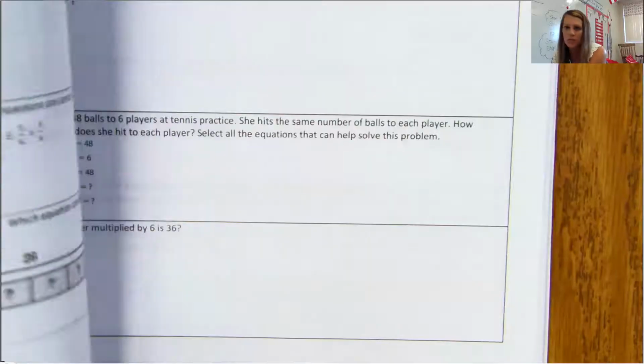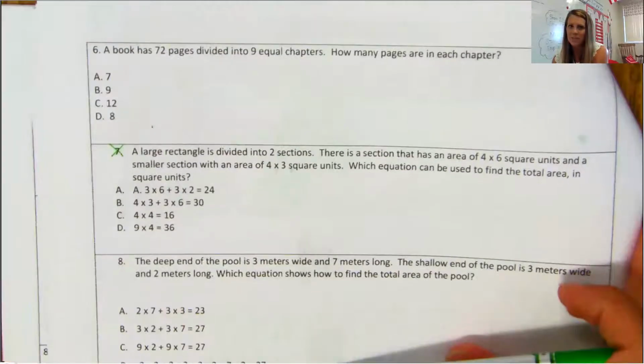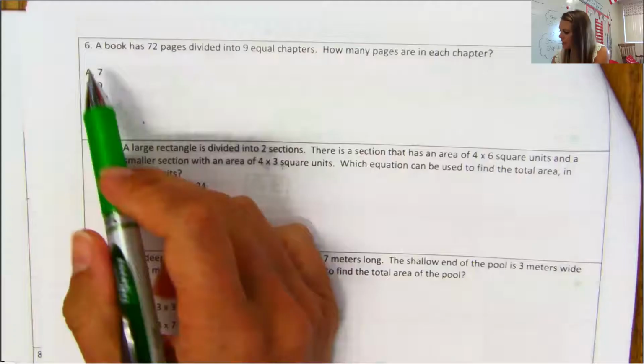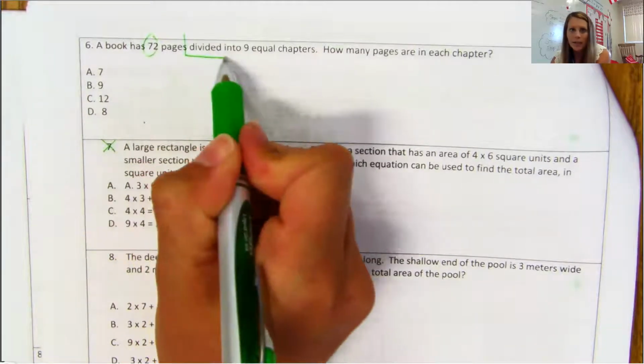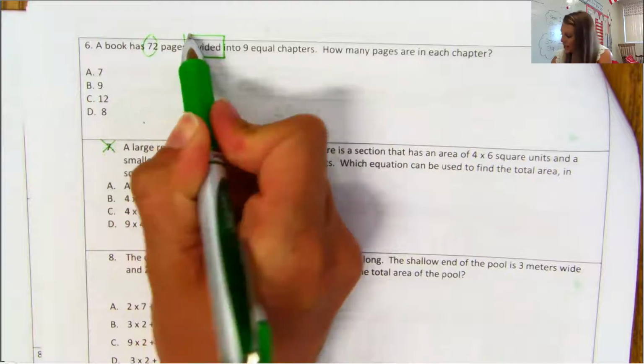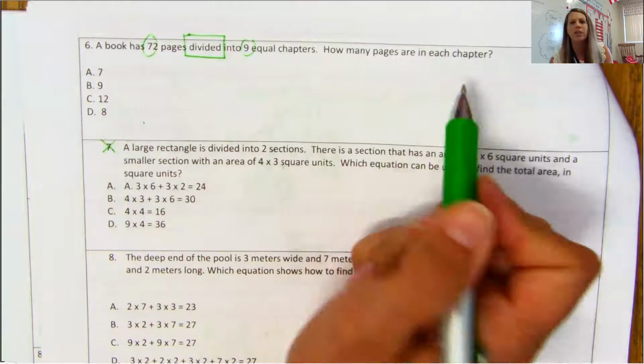Okay? You did give me a ninja hiya. Hiya. All right, we're almost done. We're on the next page. A book has 72 pages. Divided, box it, into 9 equal chapters. How many pages are in each chapter?